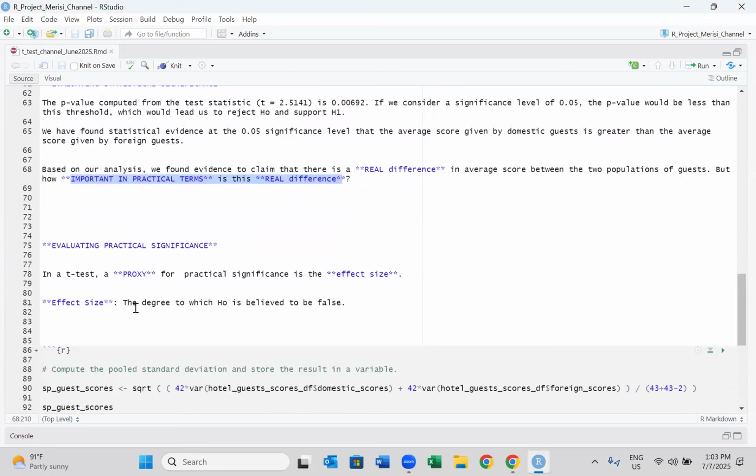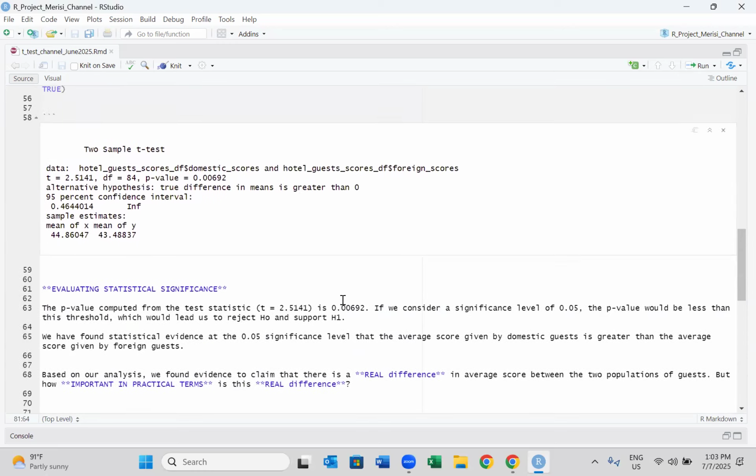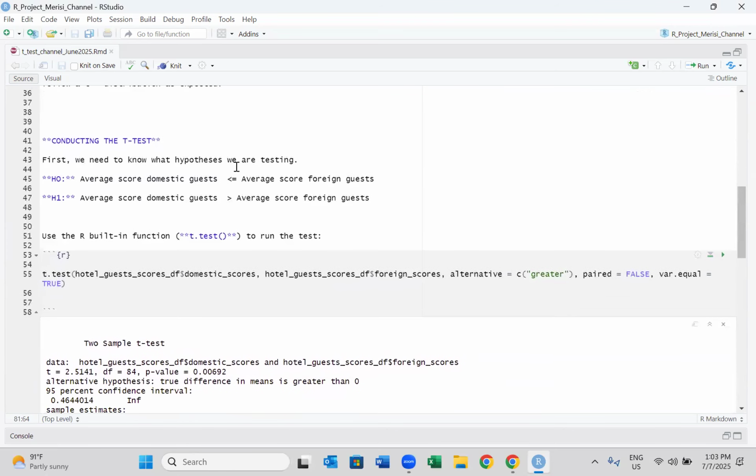The effect size is the degree to which H0 is believed to be false. In other words, in terms of the truth, how far away is the truth from what H0 states? So in this case, how wrong is this hypothesis? What is the magnitude to which H0 is false? That is the effect size.